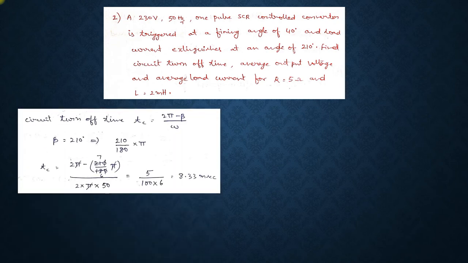Let's move forward. Simply circuit turn off time is 2 pi minus beta whole divided by omega. Beta is 210 degree, so it should be converted into pi, so it is around 7 pi by 6. So substitute that, so you will get 8.33 millisecond. So this is the circuit turn off time.